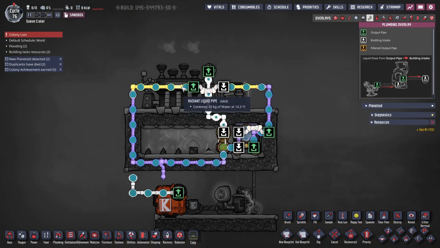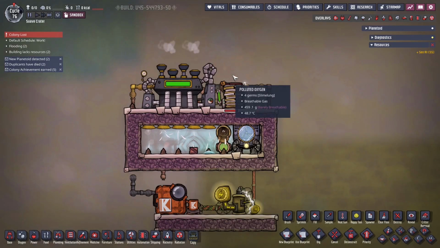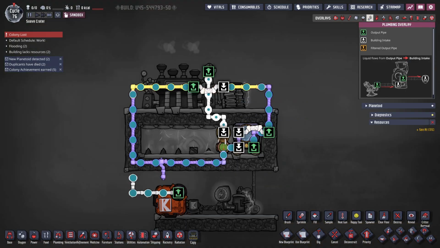So if I activate the plumbing overlay, we can see here that I've used radiant pipes. What do these radiant pipes do? They transfer heat faster, so there will be better heat transfer between the liquid in the pipe and the gas that is outside. In this case we have polluted oxygen, but it could be any gas.